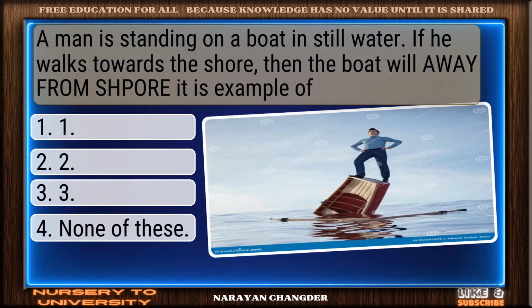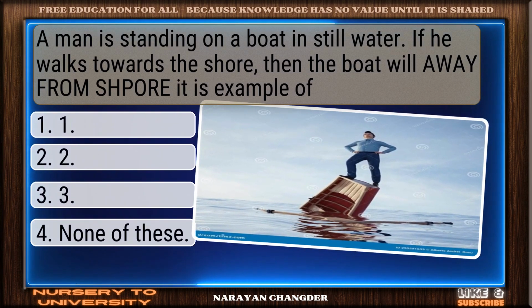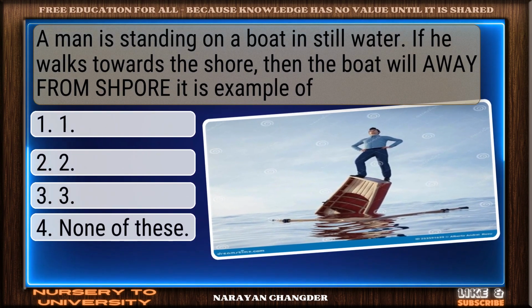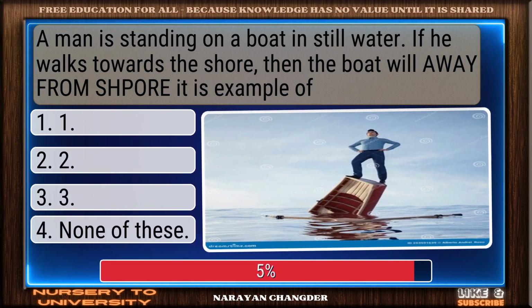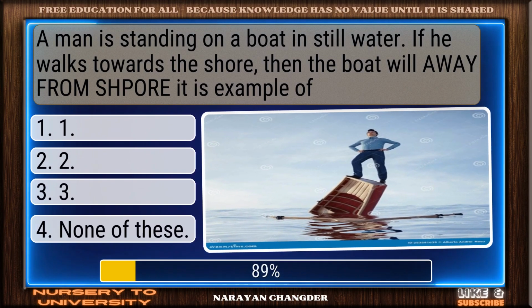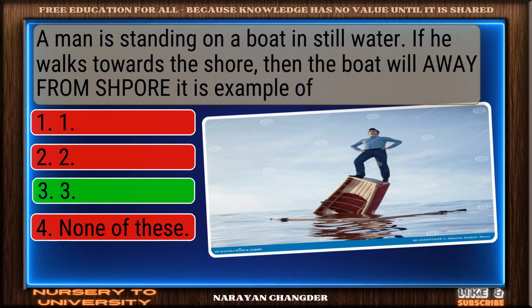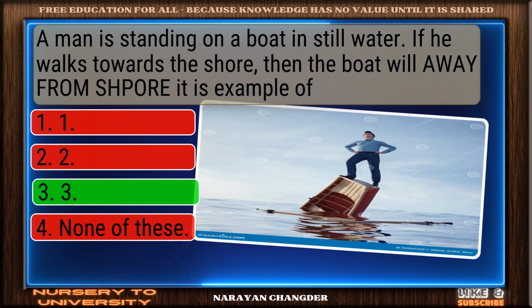Question number 71. A man is standing on a boat in still water. If he walks towards the shore, then the boat will move away from shore. It is an example of. Clear logic. Your choice 3 is sound and 100% true.